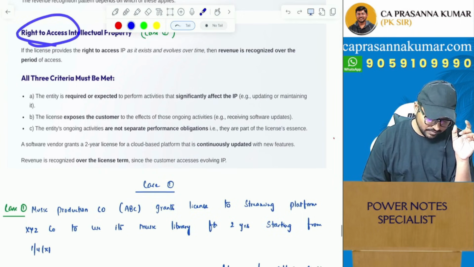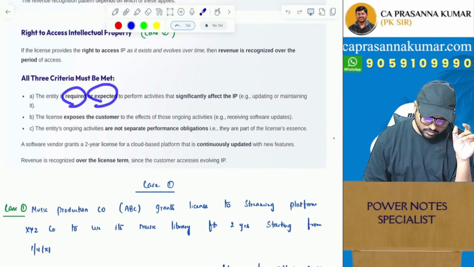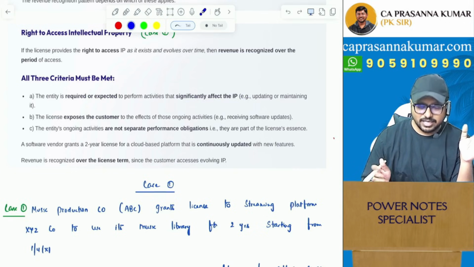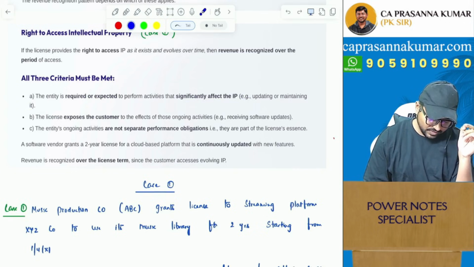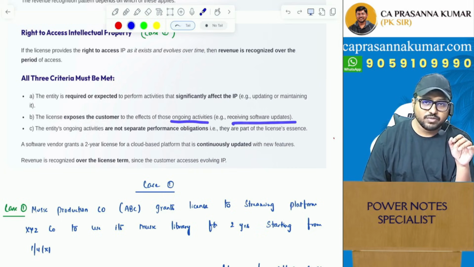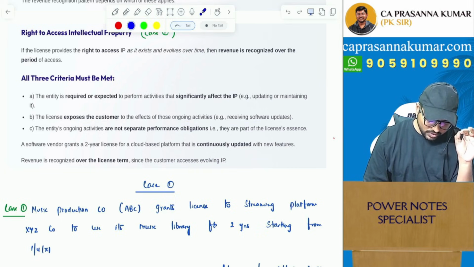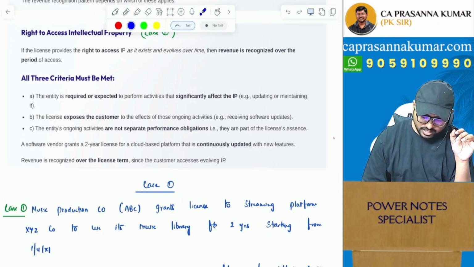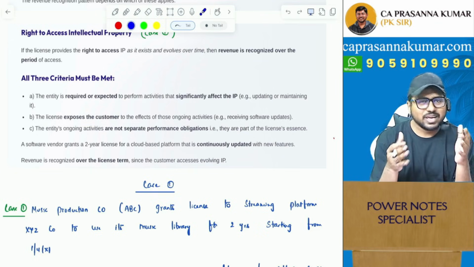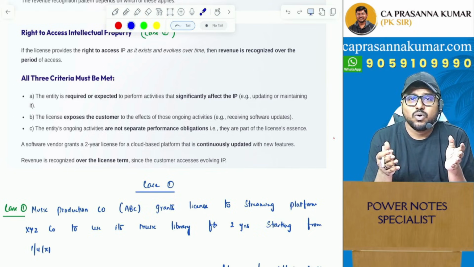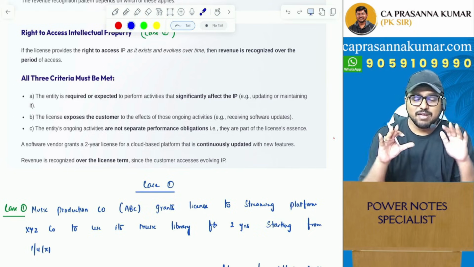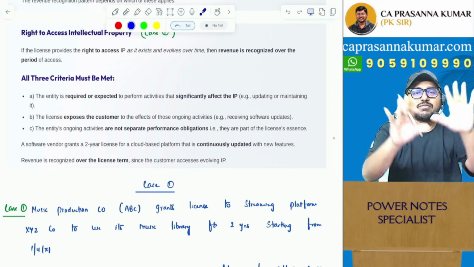What are the criteria? The entity is required or expected to perform activities that significantly affect the intellectual property. Like you need to update the entire platform, you need to maintain the entire platform. Then the license exposes the customer to the effects of these ongoing activities, receiving software updates and all those things. The entity's ongoing activities are not separate performance obligations, they are part of the license's essence. So tomorrow you're going to add one more song. Can I call it a separate performance obligation? No. Tomorrow you're going to add one more feature. Can I call it a separate PO? No. Everything put together forms part and parcel of the license that has been given.